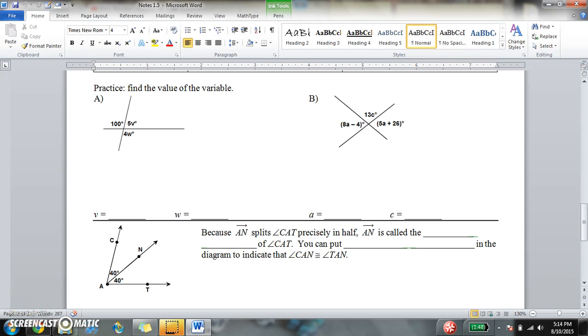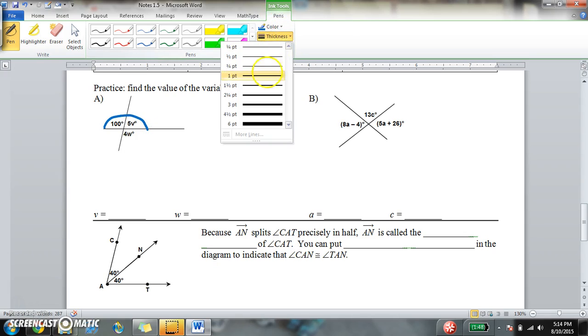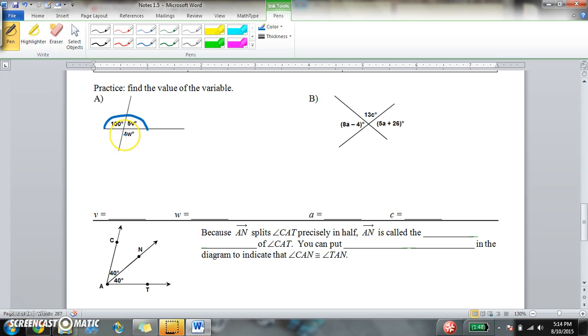Jumping down here to the practice problems, using what we just learned. So if I'm solving for these two variables, V and W, if I look at this diagram, I can see that these two angles form a linear pair. Therefore, I know that these two angles together have to add up to 180 degrees. They make a straight line together. So to solve for V, I could say that 100 plus that other angle of 5V equals 180 degrees. And then I just use this equation to solve for my variable of V. So I would subtract 100, get that 80 equals 5V, divide by 5 to get that V equals 16.